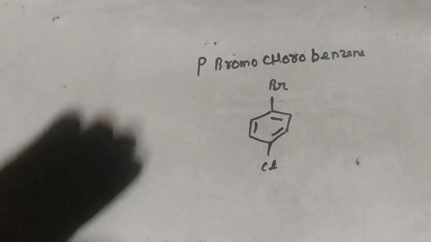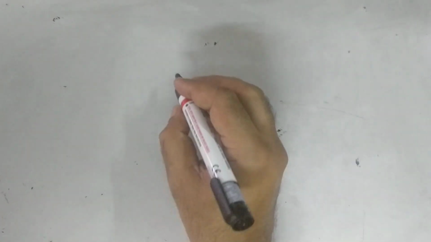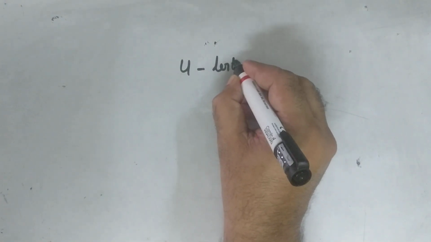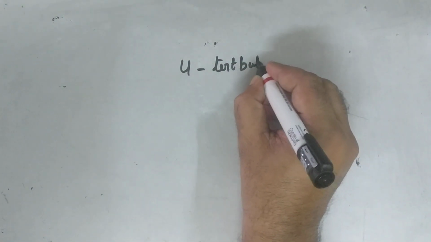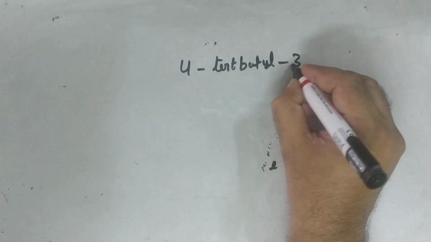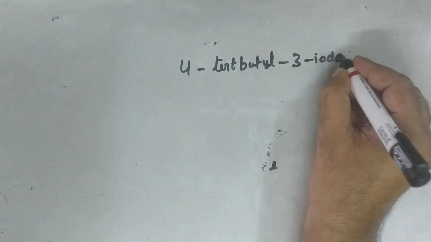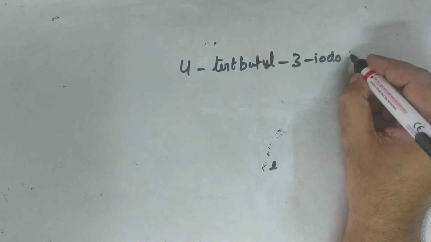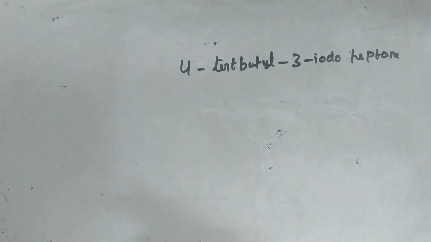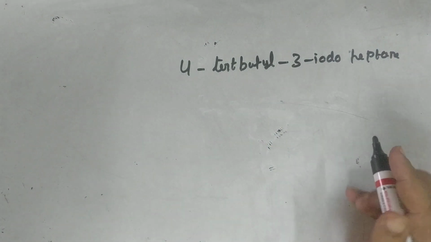Now let us do this one. Let us draw the structure of this one. It's given like this. You have to write 4 tertiary butyl. They have used the common name, tertiary butyl. Few people are very, very scared of the common name. Though it's an Arabic name, they've used the word tertiary. So this is 4 tertiary butyl 3 iodoheptane.